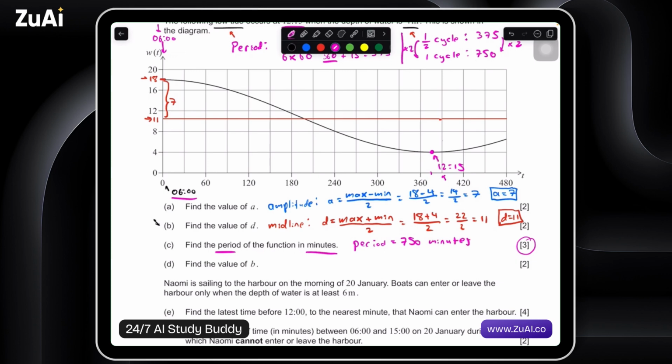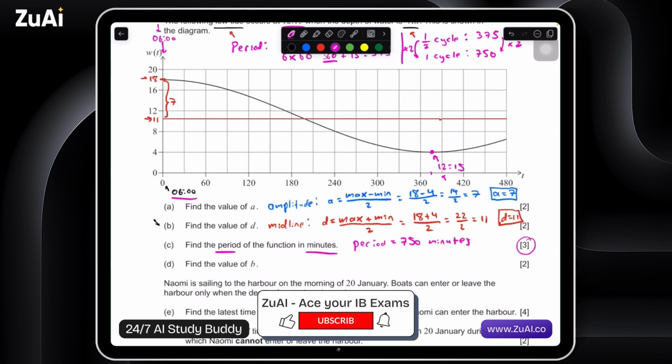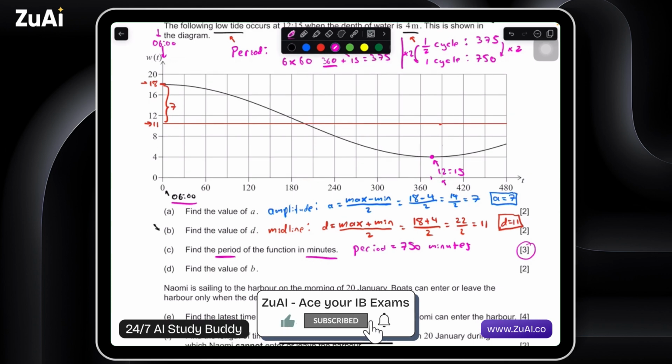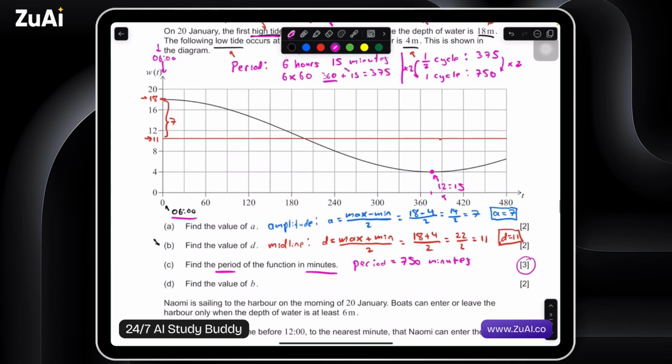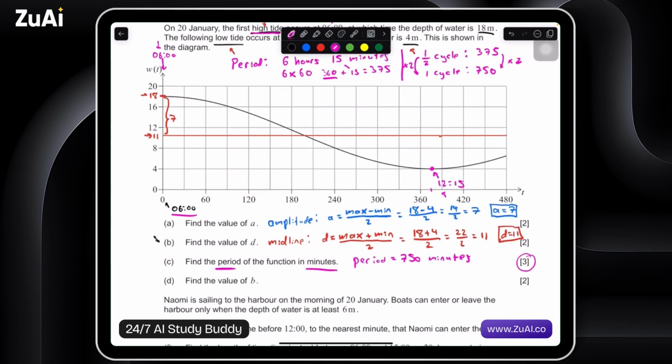So the calculations themselves are not super challenging. Essentially it's really knowing where to find the information: max and min, max plus min over 2, and these kinds of things. Period, time taken for a full cycle. But this is otherwise somewhat of a challenging question, at least to get started in some sense.